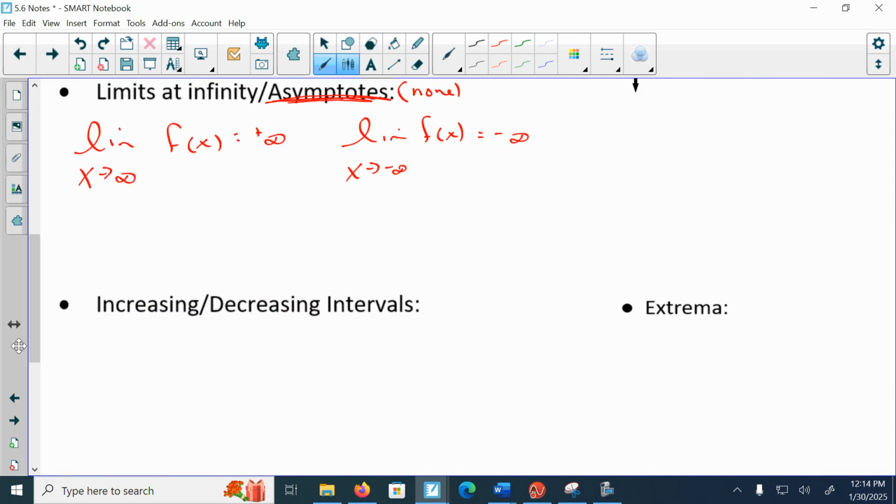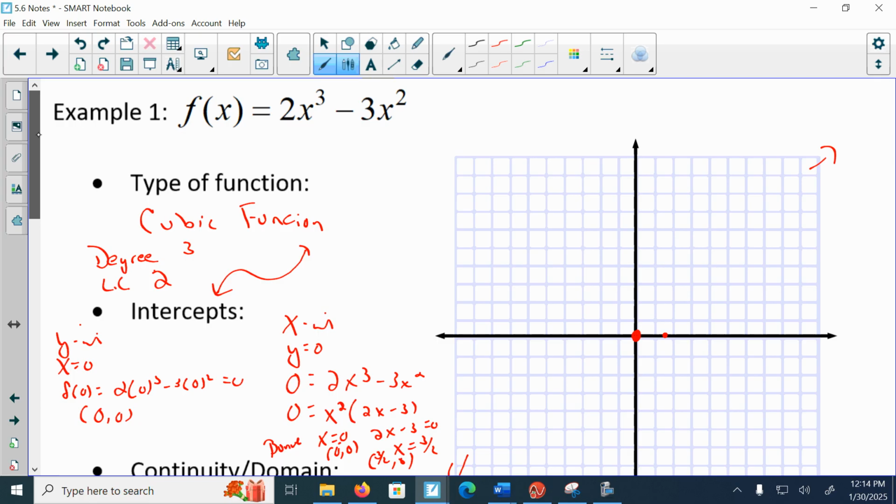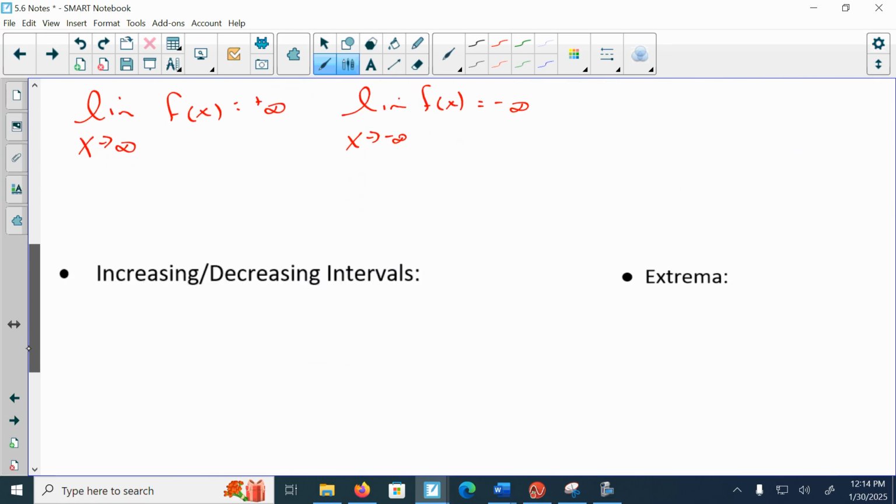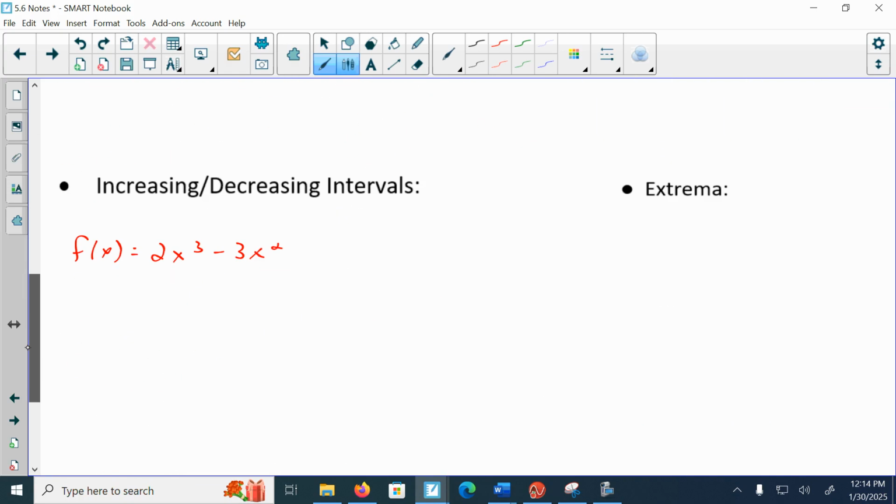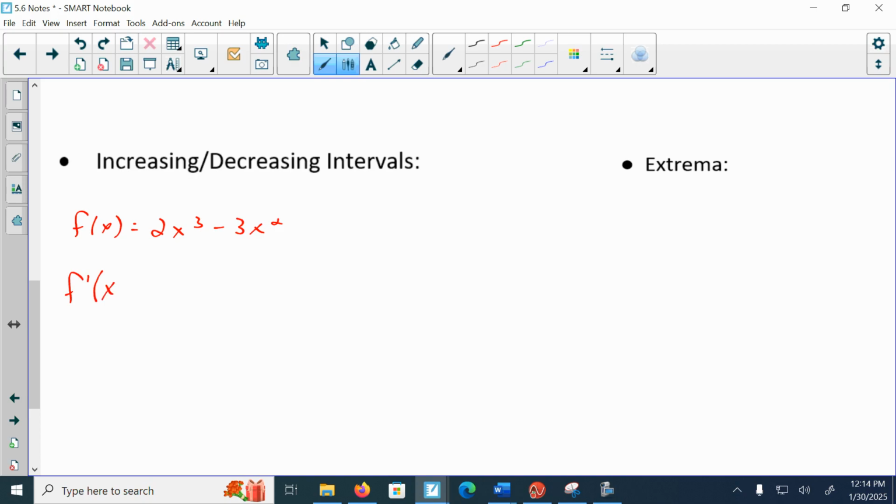Then it says increasing and decreasing. So to find increasing and decreasing, first I'm going to find the first derivative of that. So I'm going to copy down that function, 2x cubed minus 3x squared. I'm just copying that down for my benefit. Now I'm finding the first derivative. So when I find the first derivative, I get 6x squared minus 6x. So I'm going to set the first derivative equal to 0 to find my critical numbers. So now 0 is equal to, I'm going to factor out 6x, and that'll be x minus 1. So here x is equal to 0 and x is equal to 1.